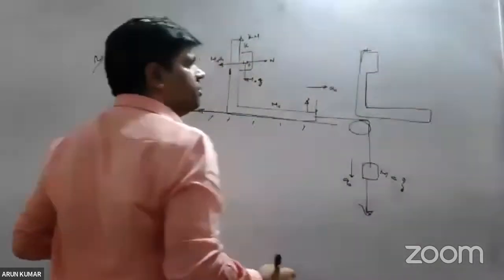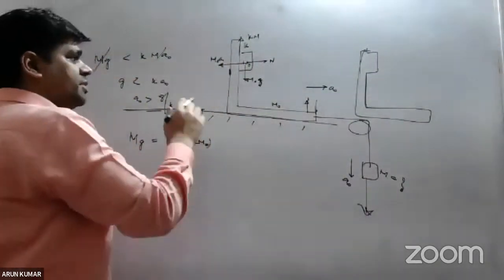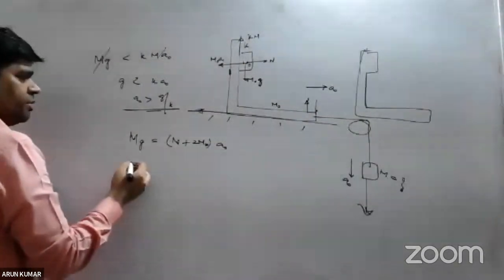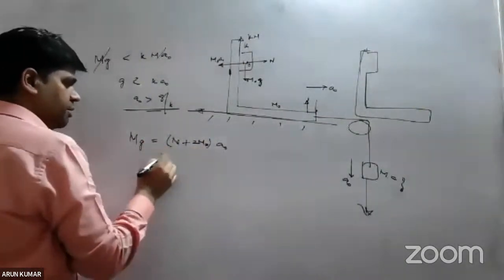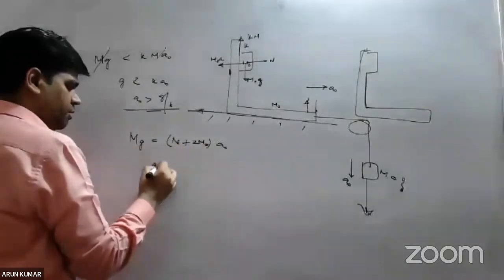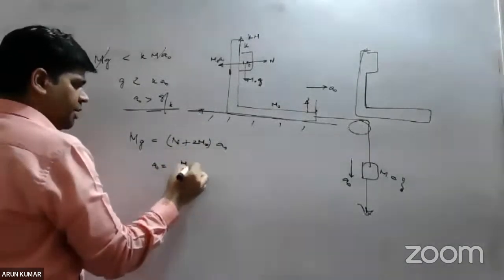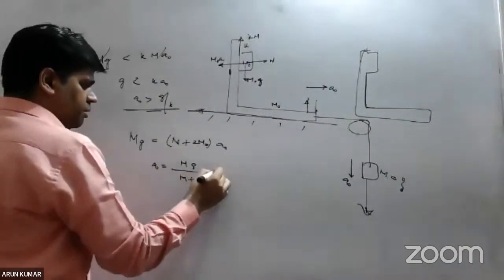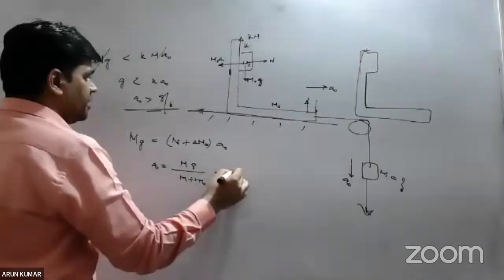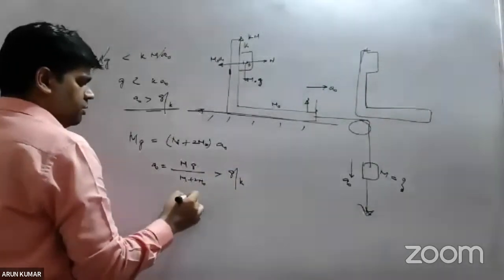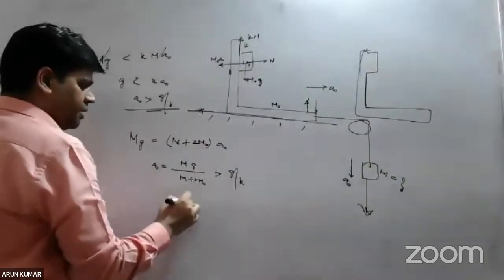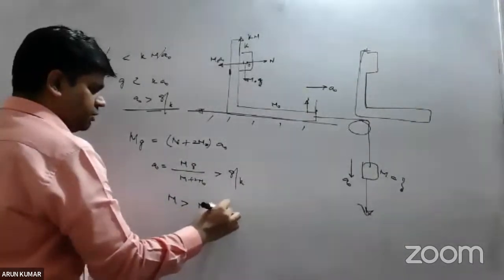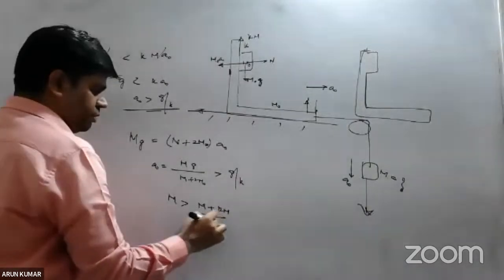ఇలా మూవ్ అవుతున్నారు. Alright, they are not separately moving. So their accelerations are same. That's why I can write this equation into a naught. ఇప్పుడు a naught ఏంటి ఇక్కడ? So a naught is equal to mg by m plus 2m naught. Now this is greater than g by mu. So g gets cancelled out. M is greater than m plus 2m by mu.